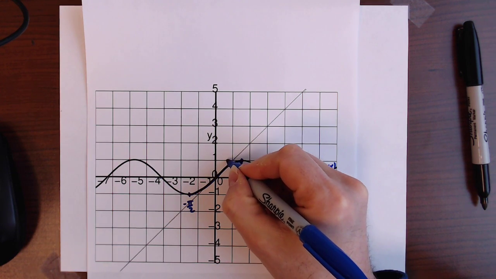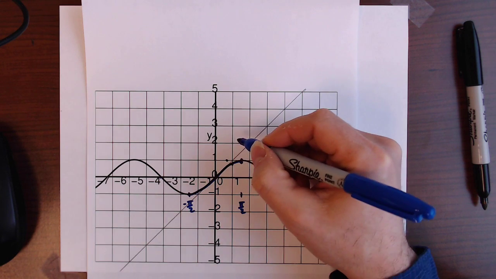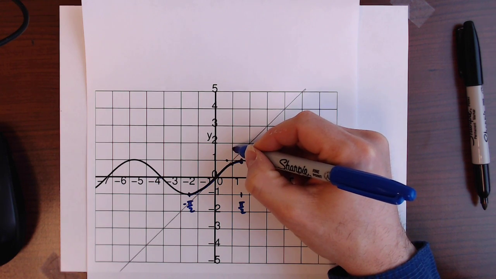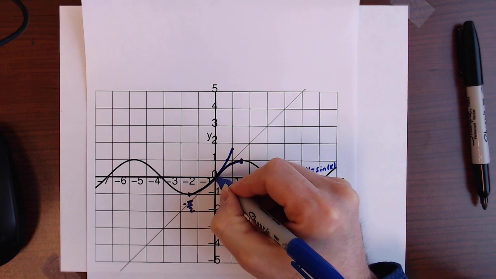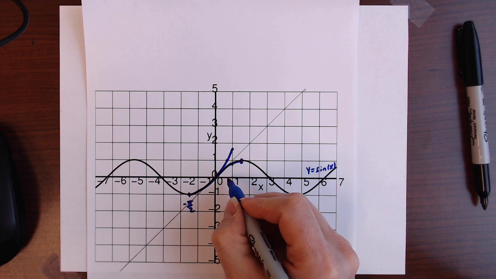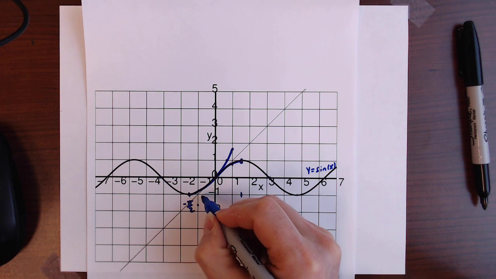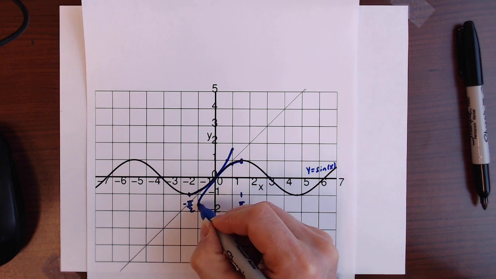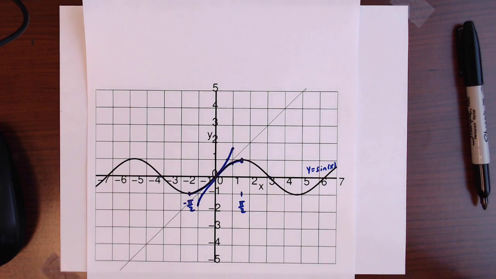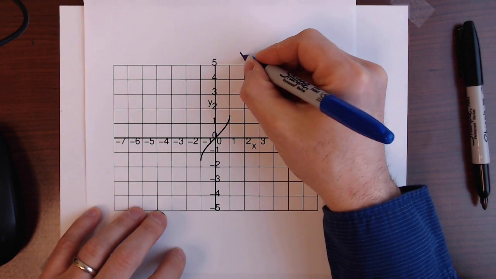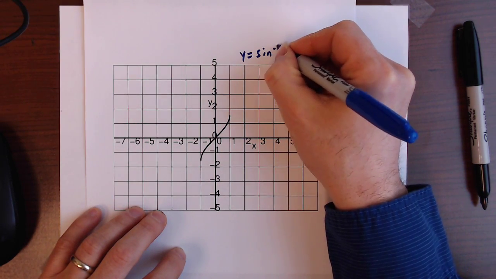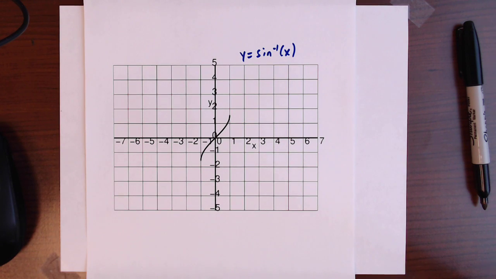This point here is going to end up right here. This point here is going to end up right here. And so I'm going to get a curve that looks like this. And similarly, this point here is going to end up here. This point here is going to end up here, and I get a curve that looks like this. All right, so I have prepared this graph of inverse sine on a separate sheet, and so I'm going to put that here. So this here is the graph of y equals inverse sine of x.